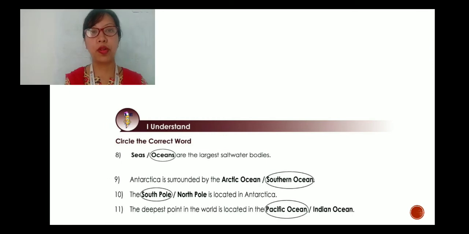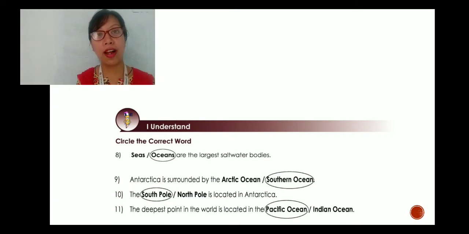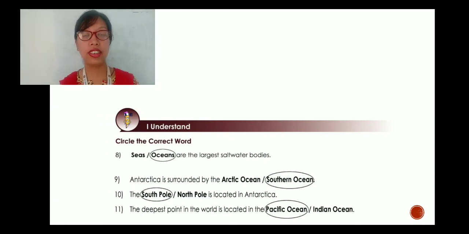Now let's move towards circle the correct word. Number 8, seas, oceans are the largest salt water bodies. It is the oceans which are the largest water bodies, not the seas. Okay, so you have to circle the word ocean.